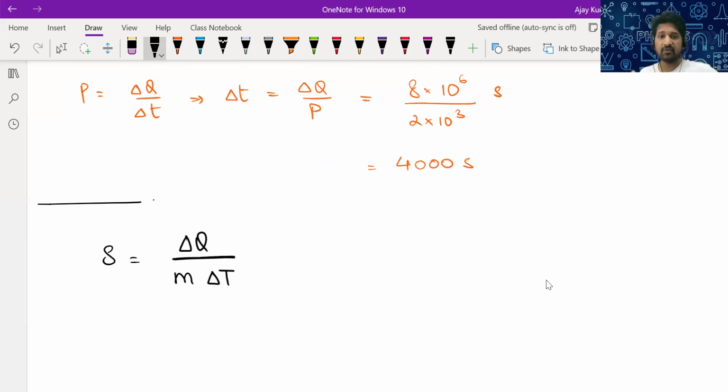Now, specific heat is high means it is difficult to raise the temperature of that material compared to other materials of the same mass. That is what high specific heat means. You will need to supply more heat to raise its temperature. Now, how can we make use of that property?